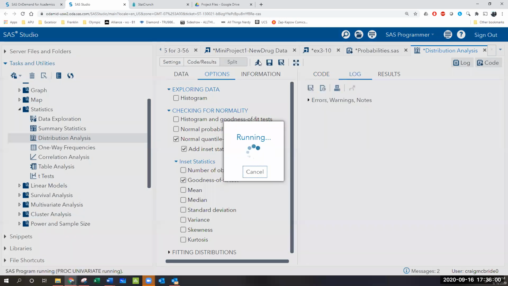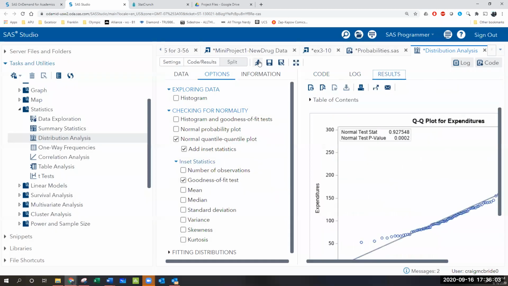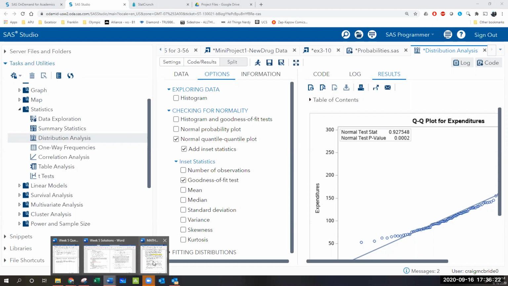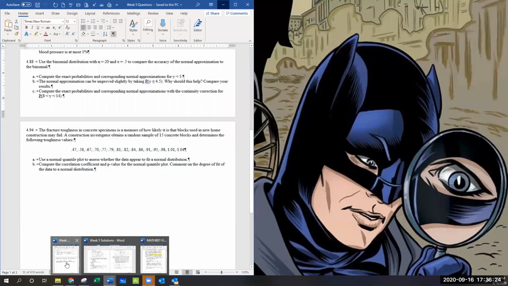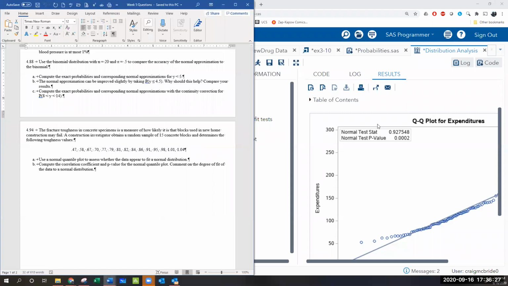If you run that, and this one's going to look horrible because of my data, but up here is your correlation. So your normal test statistic is basically your correlation, and then this is your p-value. So that's the part that you need for that homework: compute the correlation coefficient and the p-value. So if you just run a QQ plot and do that inset stuff and the test for normality, that's how you get part B for 494.